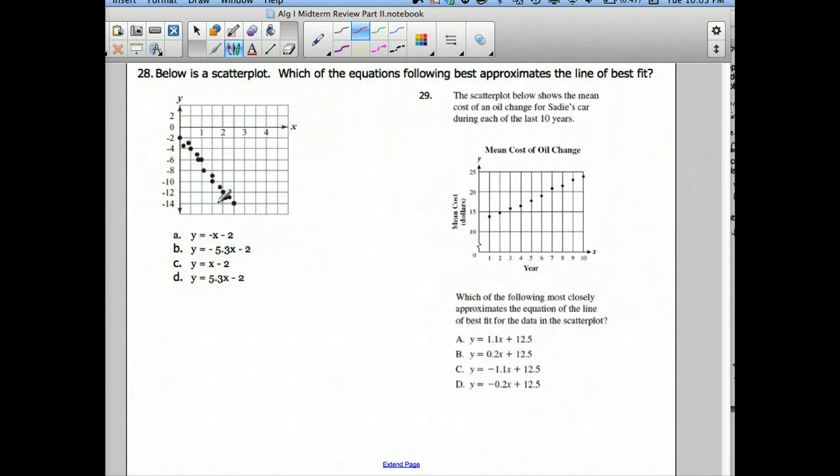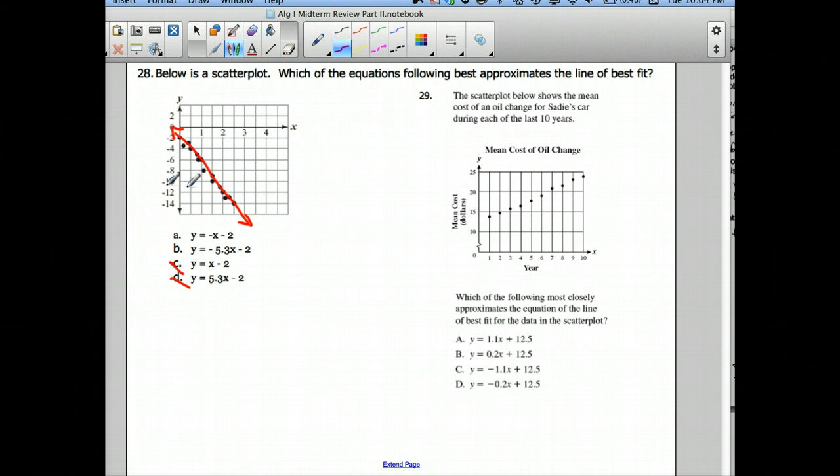Alright, last couple here. So below is a scatter plot. Which of the following best approximates the line of best fit? So clearly it's a negative slope, so we can cancel out the two that have the positive slopes. So what does the slope look like? Make sure you look at the boxes and don't just say, oh, it goes down 1 box, over 1 box. That's not right. What you want to do is approximate your line. It's better if it's straight, but if it's crappy, that's okay too.